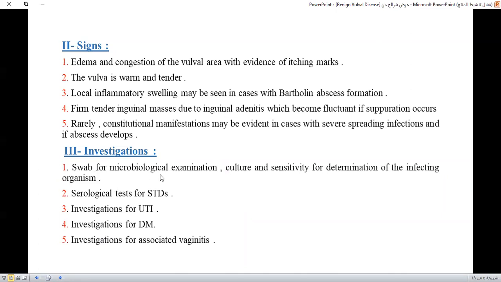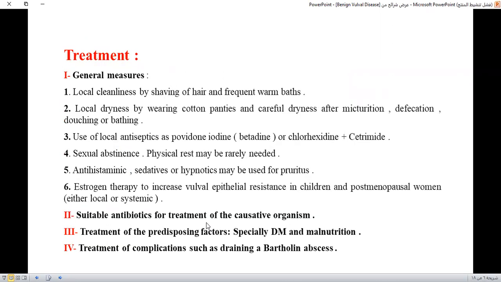Swab for culture and sensitivity, serological test to exclude sexually transmitted disease, investigation for urinary tract infection, for diabetic, and investigation for associated vaginitis. Treatment of acute vulvitis includes the following: general measures.